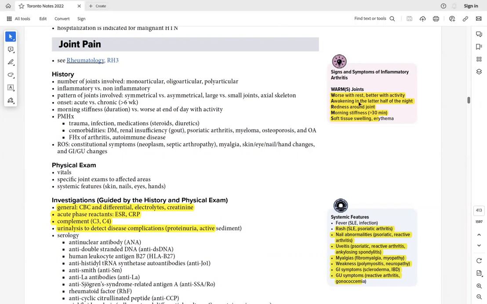So in the history, remember WARM for inflammatory joints. What is the patient going to say? That the pain is worse with rest and better with activity. Worsening in the later half of the night. Redness around the joint. Morning stiffness more than 30 minutes. And then soft tissue swelling and erythema. So this is the differentiating point between inflammatory and non-inflammatory.